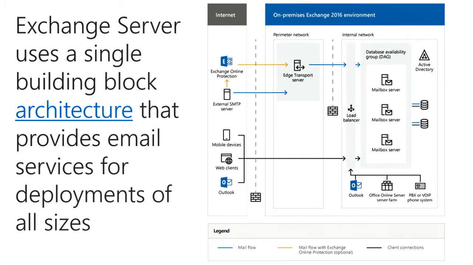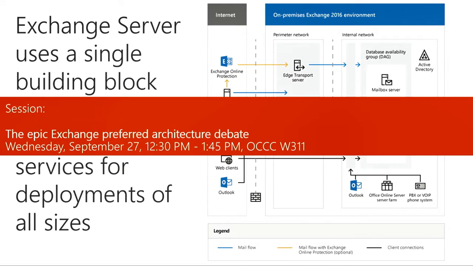Now, there are two ways that you can look at architecture. One is what I'm showing you on the screen, which is how the product itself is architected. But you also want to know how to architect your deployment as well. So I'm going to push off all that content to the epic Exchange Preferred Architecture debate that's happening on Wednesday. And as we go through and talk about certain things, if there's related information coming up later this week, I'm going to point it out to you to make sure you get there and get that information.